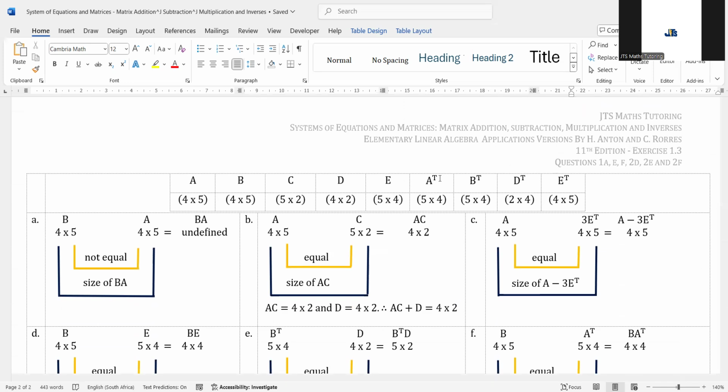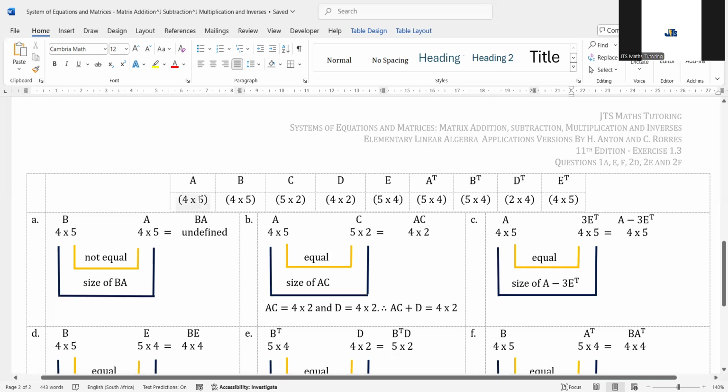So what was the rows become the number of columns, right. For instance, you can see here that A is a 4x5, but A transpose is a 5x4. B is a 4x5, B transpose is a 5x4. D is a 4x2, D transpose is a 2x4. E is a 5x4, E transpose is a 4x5.